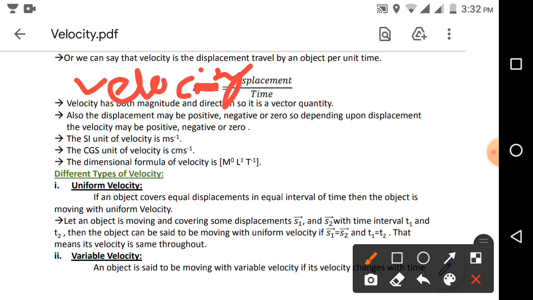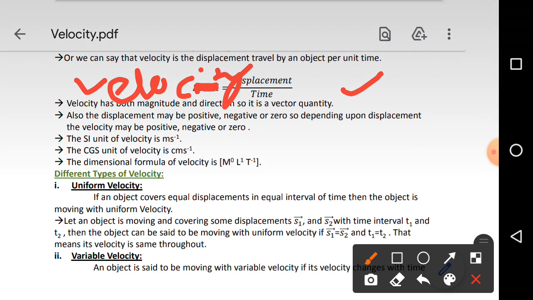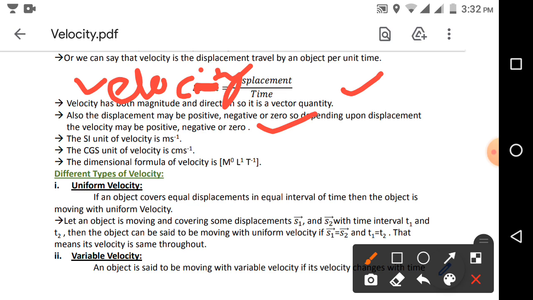Velocity has both magnitude and direction, so it is a vector quantity. Also, the displacement may be negative or zero. So depending upon displacement, the velocity may be positive, negative, or zero. Velocity follows the unit of speed: SI unit, meter per second; CGS unit, centimeter per second. The dimensional formula for velocity is M^0 L^1 T^-1.